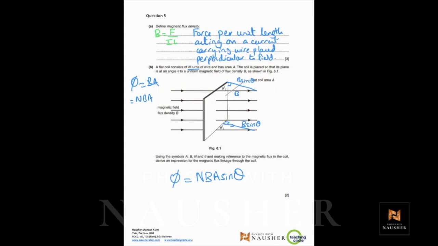So when you make its components, I've tried making it at two places. One component this way and one component this way, and this component is perpendicular because this is going to be parallel in the same plane as this area, and you want the component to be perpendicular. So that is B sine theta. Therefore, the flux linkage will be given by NBA into sine of theta.